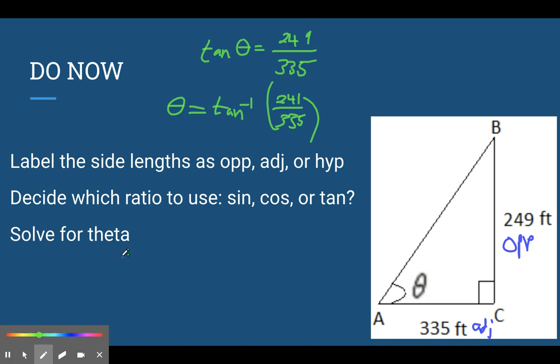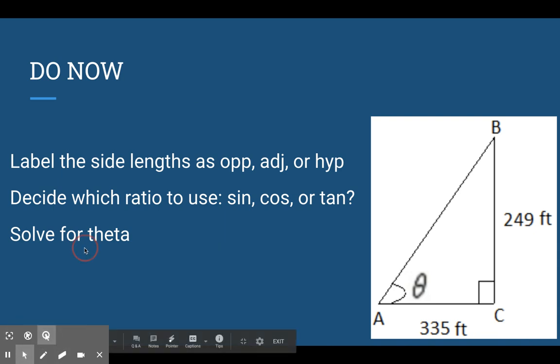All right, going to type that into a calculator. So again, you can't see me working on the calculator, but we're going to go inverse tangent. We're going to put 241 divided by 335. And you end up getting that this angle theta is equal to 35.73, which rounds to 35.7. So theta equals 35.7 degrees. Okay, that's just a review of what we did last class.